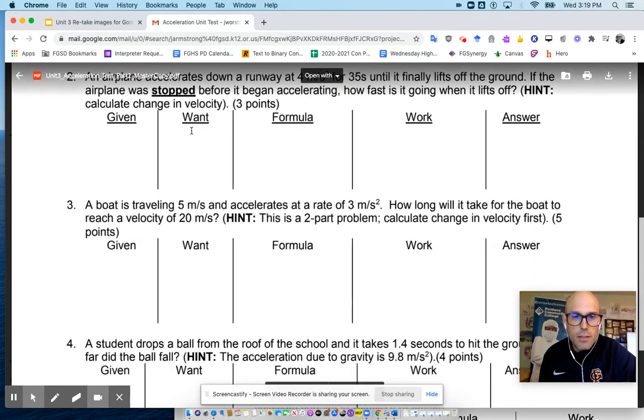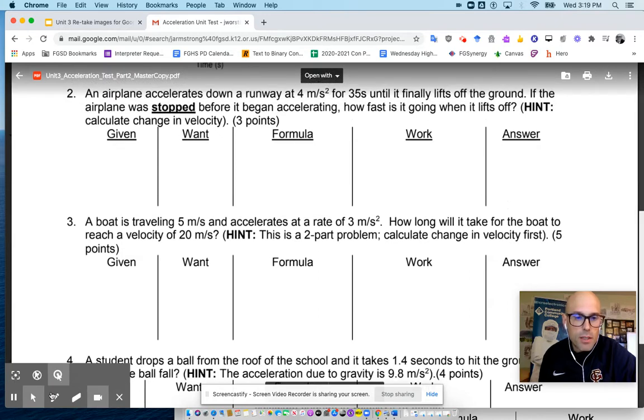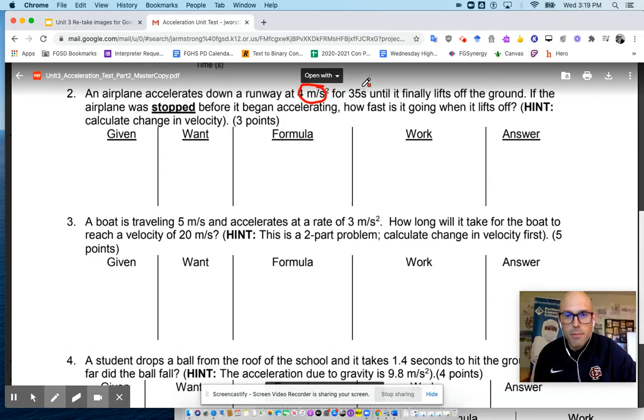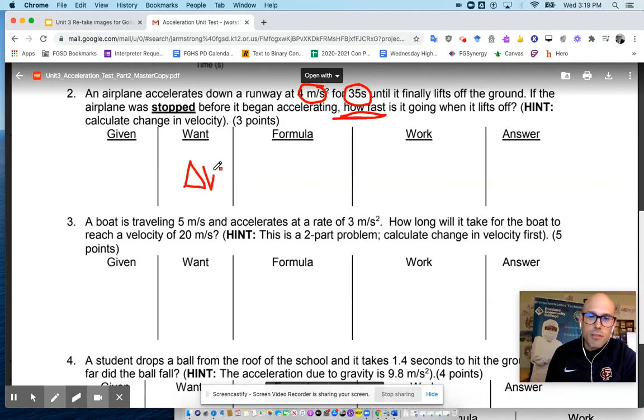So right here, let's do a problem. Use the tools. An airplane accelerates down a runway at 4 meters per second squared for 35 seconds until it finally lifts off the ground. If the airplane was stopped before it began accelerating, how fast is it going when it lifts off? Hint: calculate change in velocity. Some people got confused on this, but that just means we want to calculate the change in velocity, which we have an equation for.